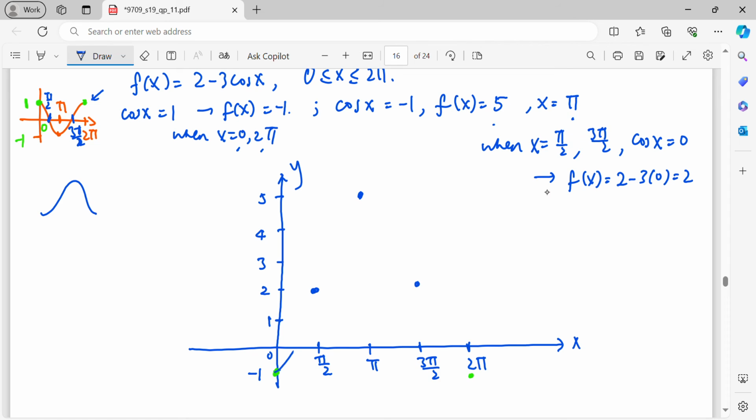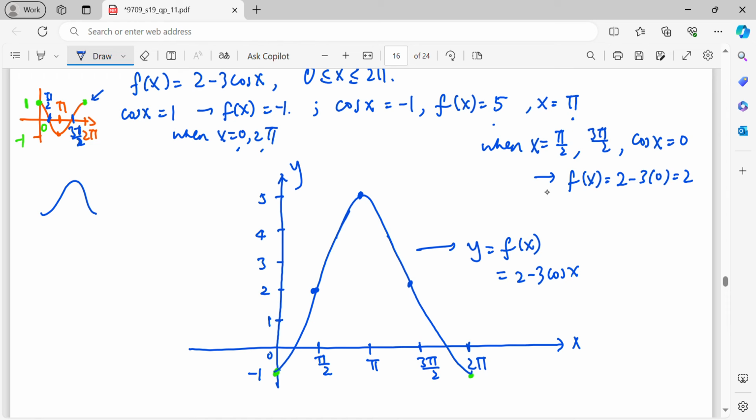Okay, so now you can just join. So this is the curve. Alright, so this is my y equals f(x), which equals 2 minus 3 cos x. So done for this graph.